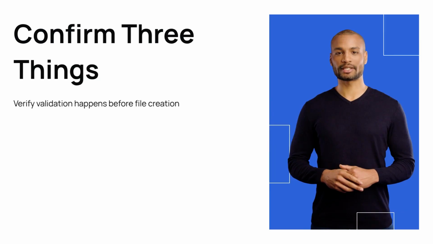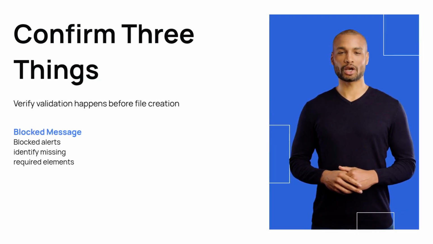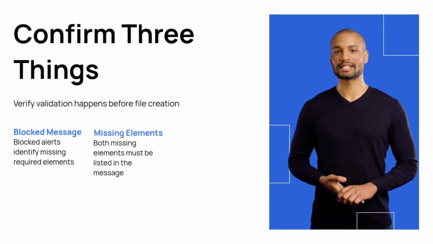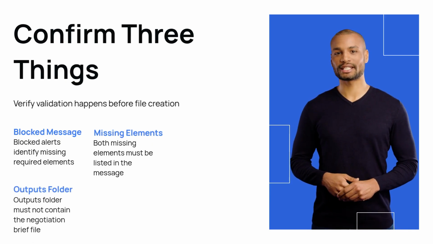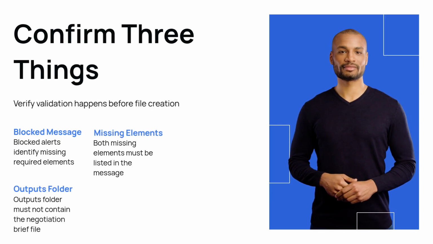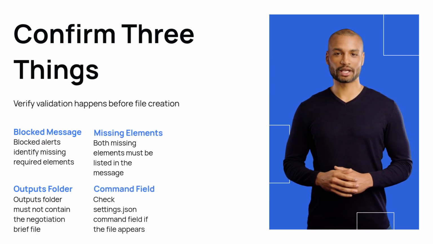Verify validation happens before file creation. Blocked alerts identify missing required elements. Both missing elements must be listed in the message. The Outputs folder must not contain the negotiation brief file. Check the settings.json command field if the file appears.